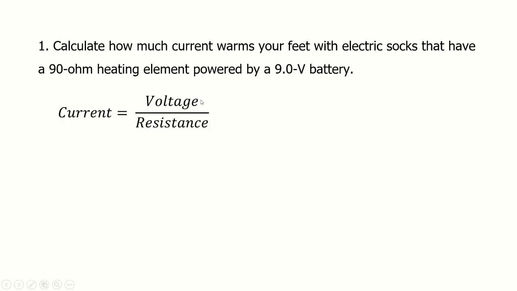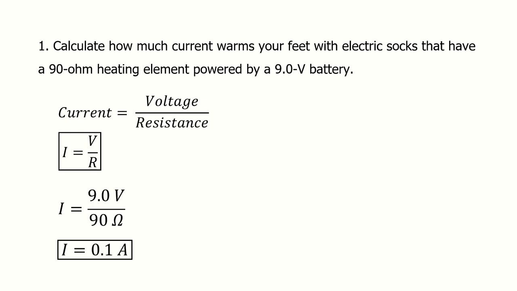Okay, so I guess we can use the basic formula for Ohm's law. Current is equal to voltage divided by resistance. I is equal to V over R. V is 9 and resistance is 90 ohms. So that's 9 over 90. You should get a current of 0.1 amperes.